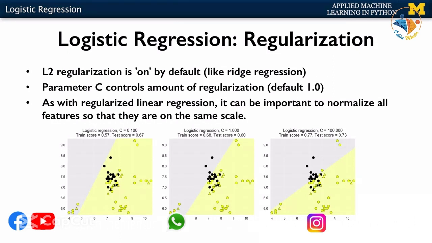You can see the effect of changing the regularization parameter C for logistic regression in this visual. Using the same apple classifier, we now vary C to take on values from 0.1 on the left to 1.0 in the middle and 100.0 on the right.